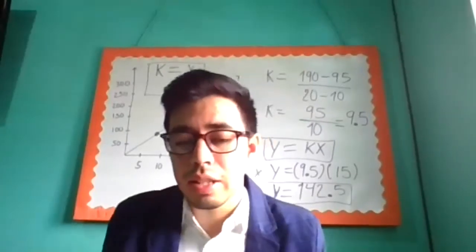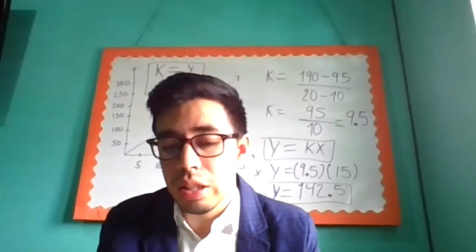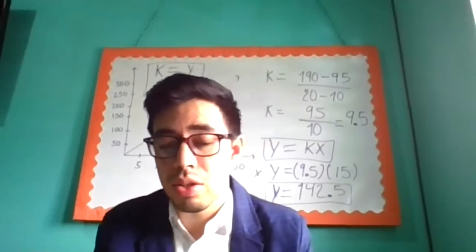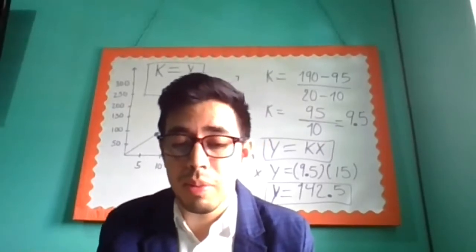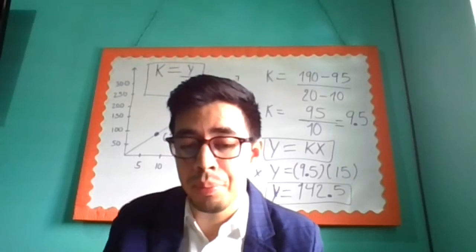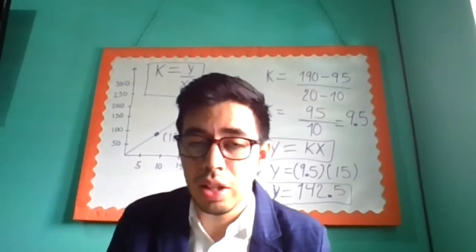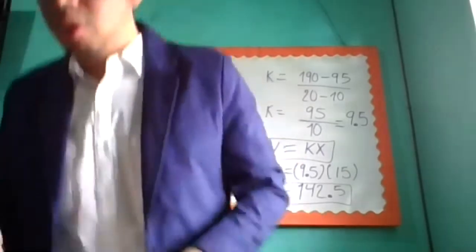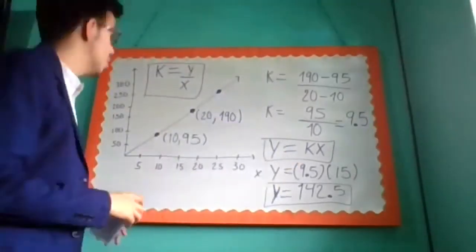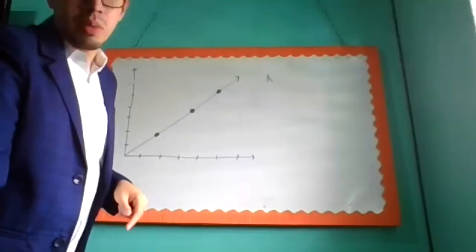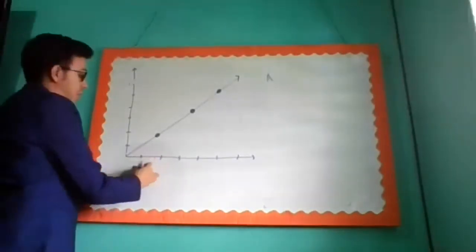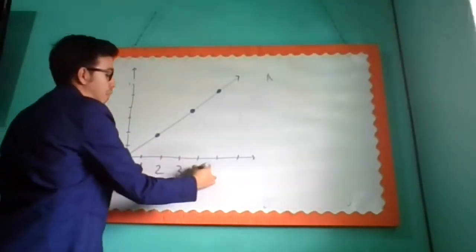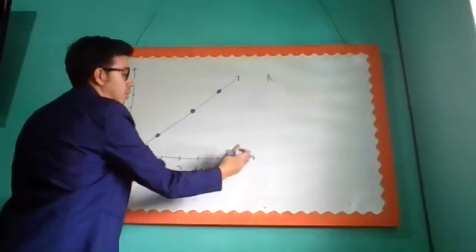Okay, in example 2, now we need a proportional relationship. We have a proportional relationship and we need to find the answers to the questions they are asking. For example, I'm going to show the change in the x: 1, 2, 3, 4, and 5. 2, 3, 4, 5 until here.